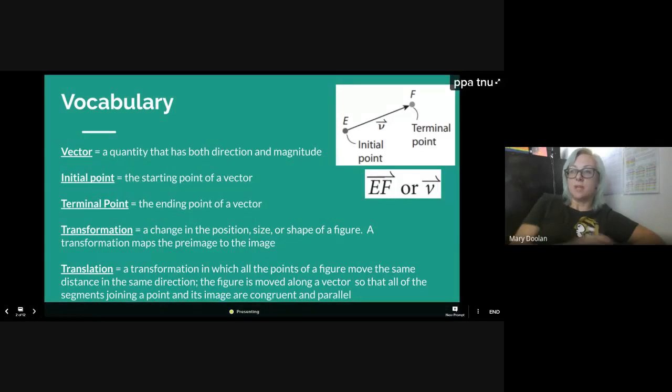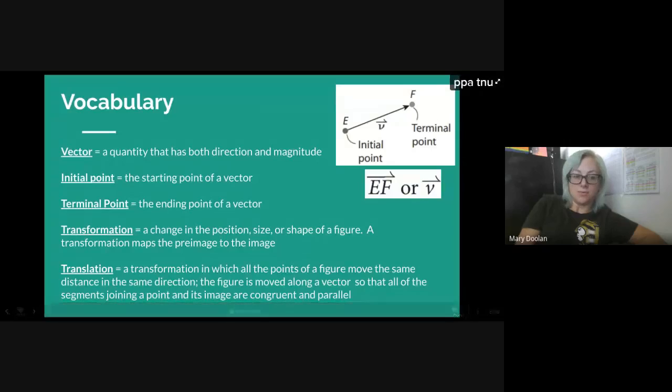So this is some vocabulary that's useful for today. We have vector, and it's a quantity that has both direction and magnitude. There's a picture of a vector right there. That's the vector v, or it can also be called vector EF when you refer to the 2 endpoints, the initial point and the terminal point. The initial point is the starting point of the vector, and the terminal point is the ending point of a vector.